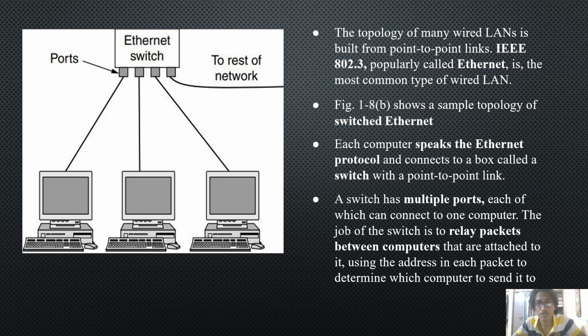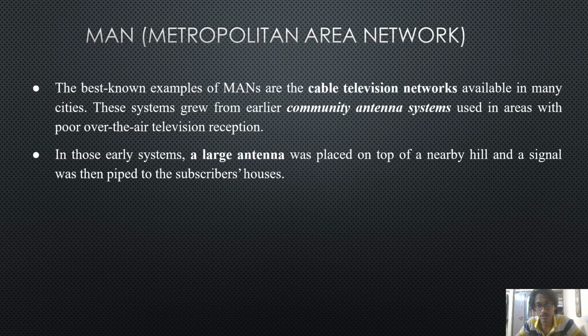The topology of many wired LANs is built from point-to-point links. IEEE 802.3, which is Ethernet, is the most common type of wired LAN. The figure shows a sample topology of switched Ethernet. Each computer speaks the Ethernet protocol and connects to a box called a switch with a point-to-point link. A switch has multiple ports, each of which can connect to one computer. The job of the switch is to relay packets between computers that are attached to it, using the address in each packet to determine which computer to send it to.